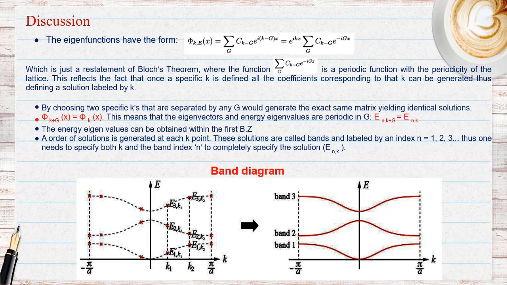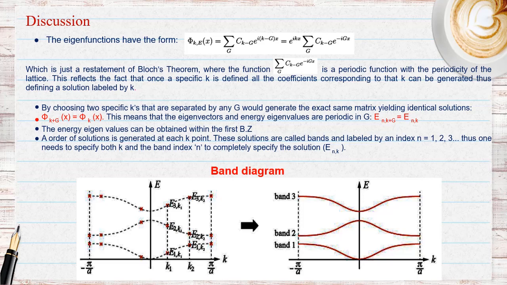By considering the full matrix form, you can convince yourself that choosing two specific k's that are separated by any G would generate the exact same matrix, yielding identical solutions. That is, φk+G(x) should be equal to φk(x). This means that the eigenvectors and energy eigenvalues are periodic in G. So in energy we can represent it as En(k+G) = En(k).